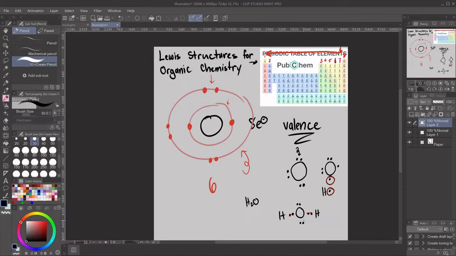Okay. So what we'll see in Lewis structures is we will see a big letter as a representation of our atom, and we will see bonds in the form of lines, which will make up 2 electrons, and we will see electron pairs in the form of 2 dots.